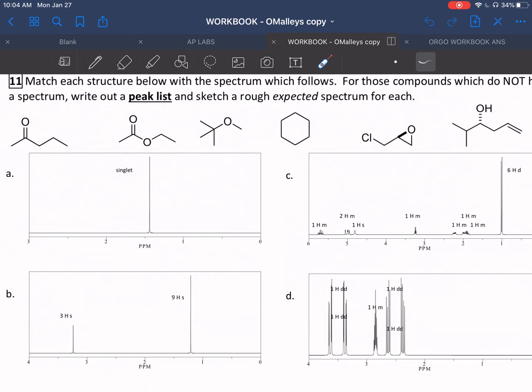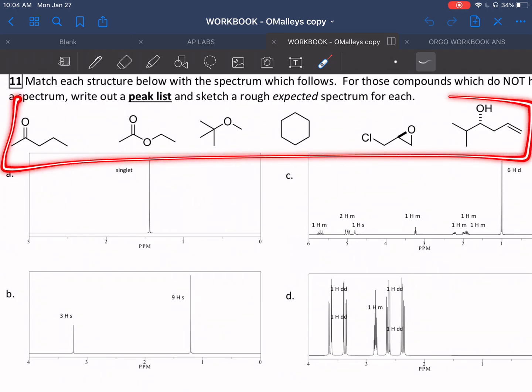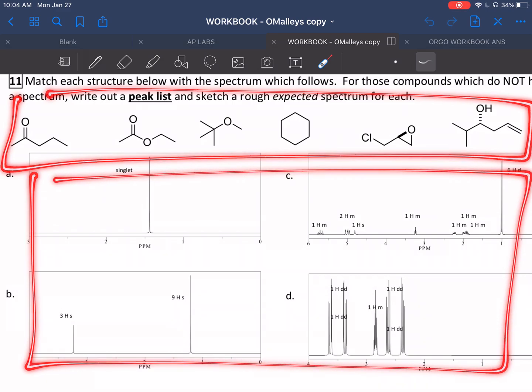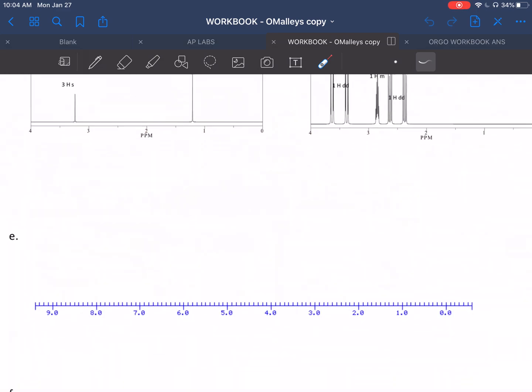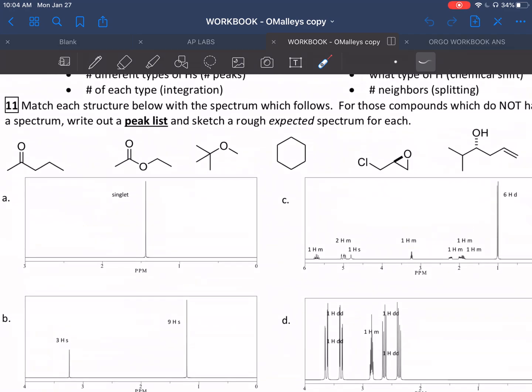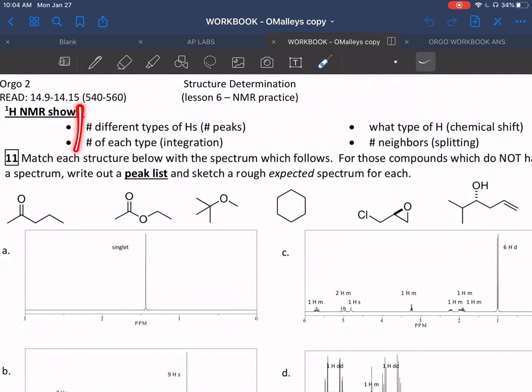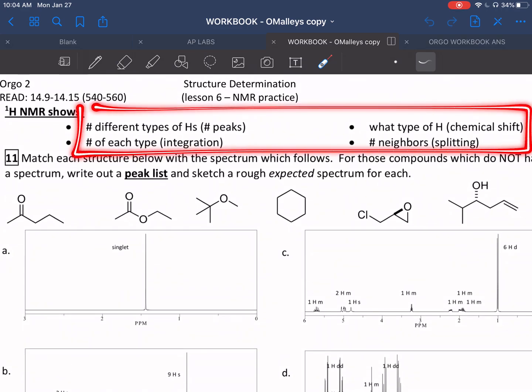Okay, so what we have here are 6 different compounds, and 4 of them have their spectra shown. So we're going to match which one goes with which, and then we are going to predict what the other 2 should look like based on splitting, integration, peak location, and number of signals, the 4 things that NMR tells us, which I reminded us of up here.